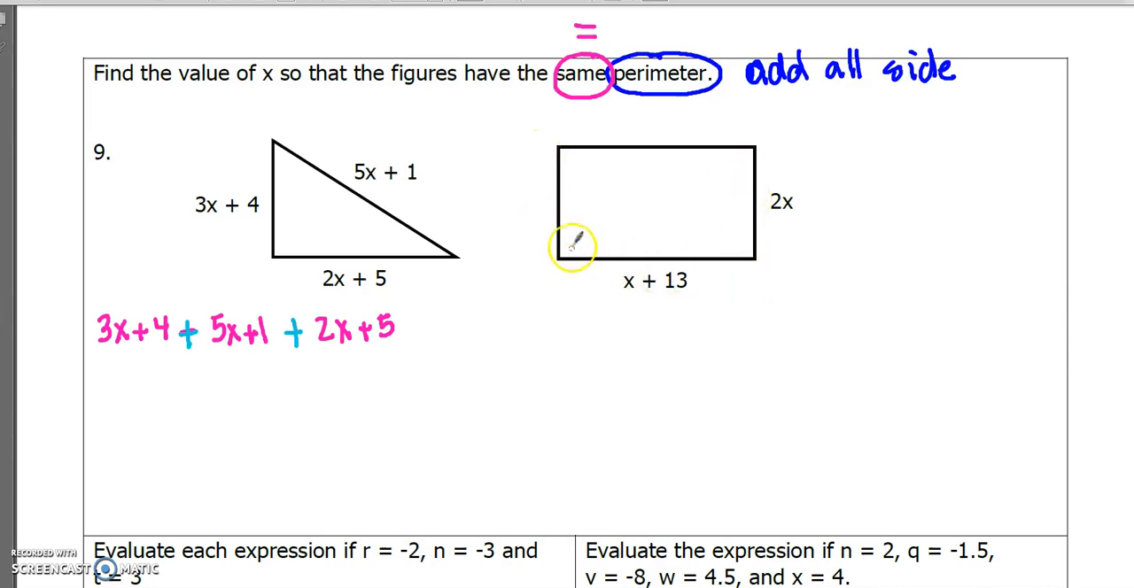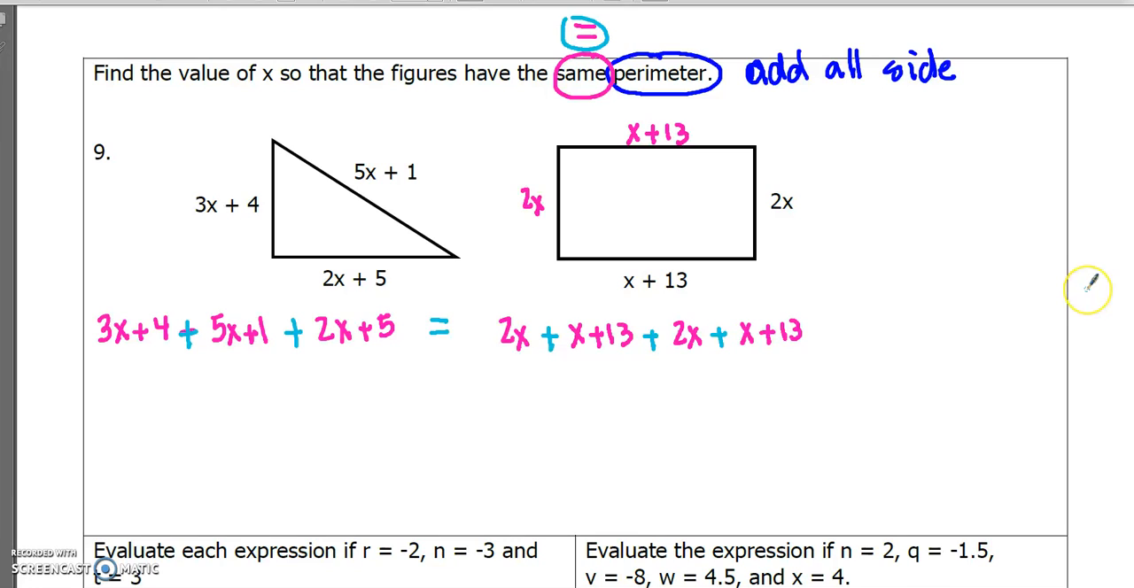But we all know that the length of this side is x plus 13, so the length of this opposite side is also going to be x plus 13. And the length of this side is 2x, so the length of this side will also be 2x. So I will have 2x, and then an x plus 13, and then a 2x, and then an x plus 13. And then again, I want to put some plus signs in between those 4 sides, because I want to add them together. And now we want to do the equal sign. So we're going to say they're equal to between the 2.